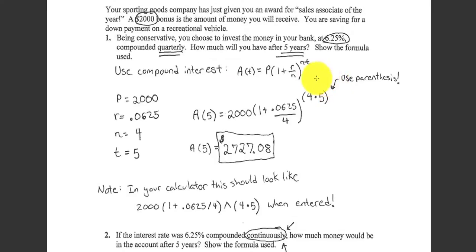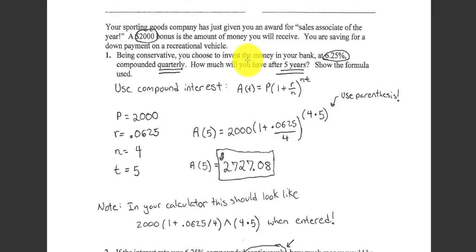So if we look at the first problem, it says you have a $2,000 bonus and you want to invest the money and you're going to earn 6.25% compounded quarterly. So these are important words, right? Quarterly means n, the number of compounding periods, is 4, because there's 4 quarters in a year. If I said weekly, n would be 52. If I said daily, n would be 365. Okay, if I said annually, n would be 1. Right, so n represents the number of compounding periods.